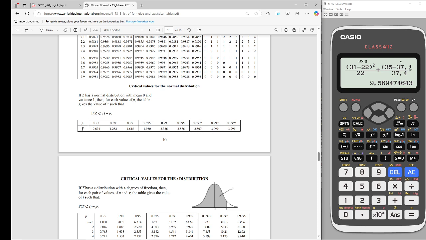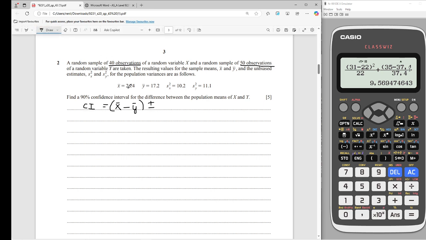And these values are the z values. We're going to use these values as a critical value. Hence, we're going to write z, zs, s meaning the unbiased estimator rooted. But an easier way of writing this, so that we can directly plug in our values, would be like this.